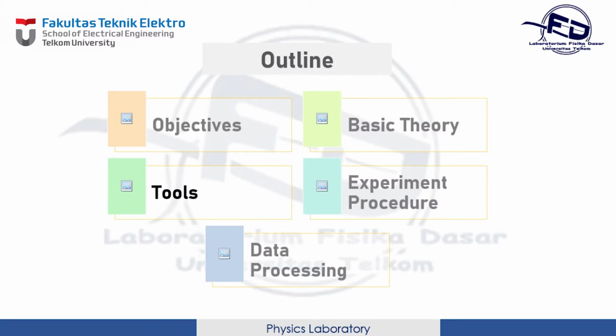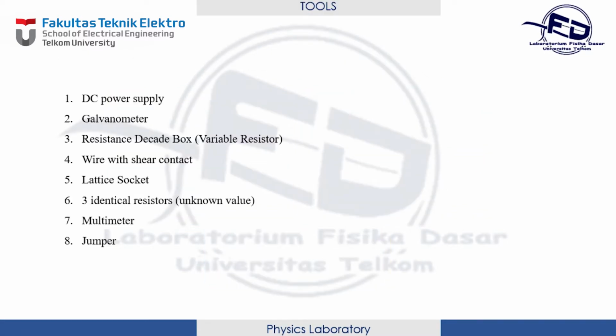Third outline, tools. In this practicum, we're going to need 8 tools. The first one is a DC power supply. Second, galvanometer. 3. Resistance decade box with variable resistor. 4. Wire with sliding contact. 5. The DC socket. 6. Three identical resistors with unknown value. 7. Multimeter and 8. Jumper.